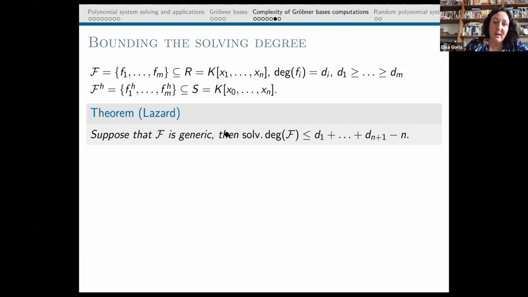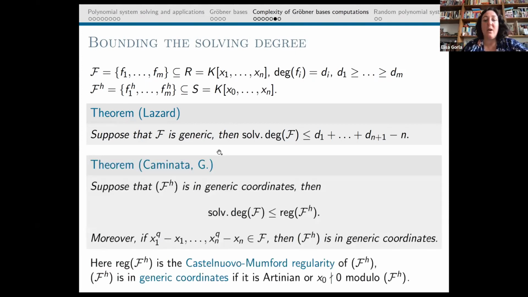Okay, and in work with Alessio Caminata, we proved that if you take your system, which may not be homogeneous, you add a new variable and make all the polynomials homogeneous. Then, if this is in generic coordinates, which I will explain in a moment, the solving degree is upper bounded by an invariant called the Castelnuovo-Mumford regularity.